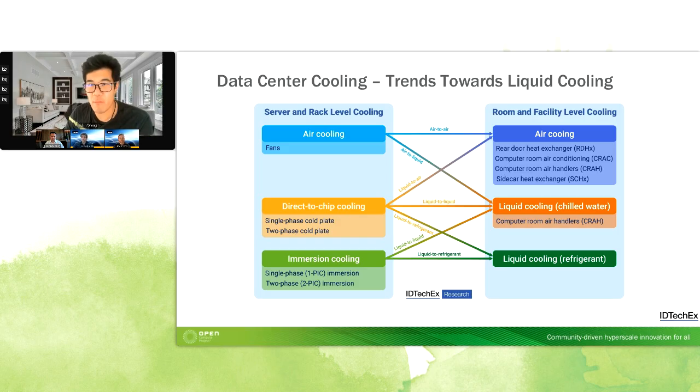And on the right-hand side, we have the room and facility level cooling. A lot of data centers, as of today, still rely on air cooling, so you will see computer room air conditioning, or computer room air handlers. Those are pretty common.